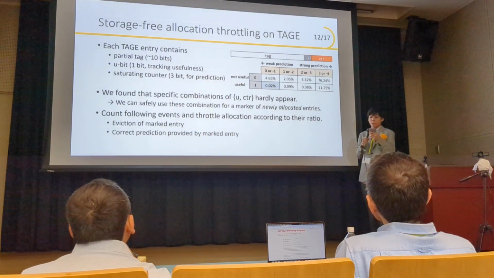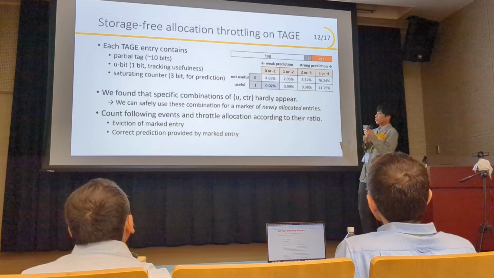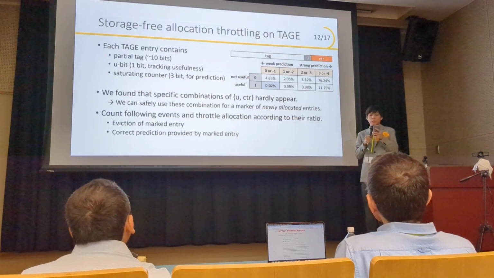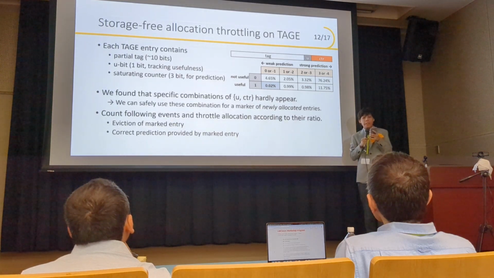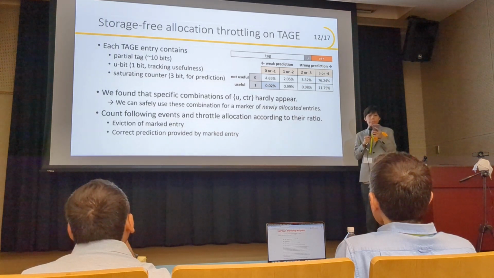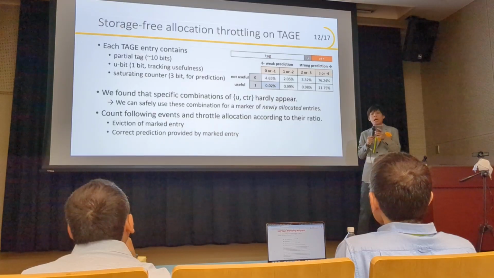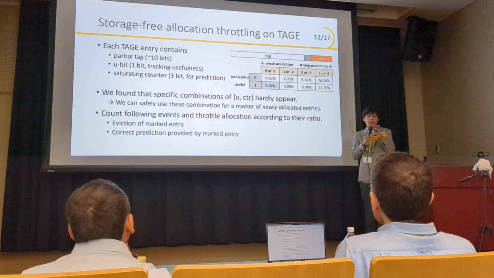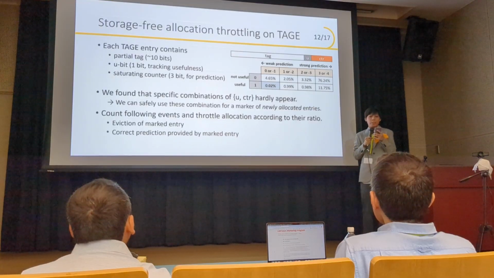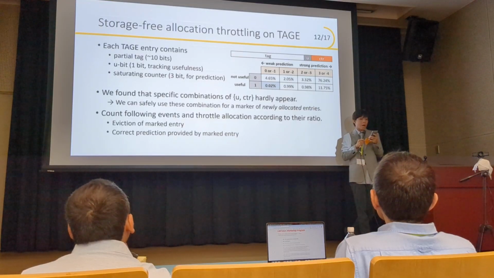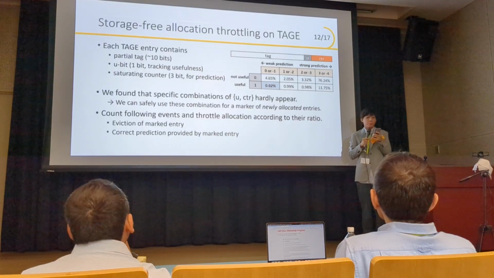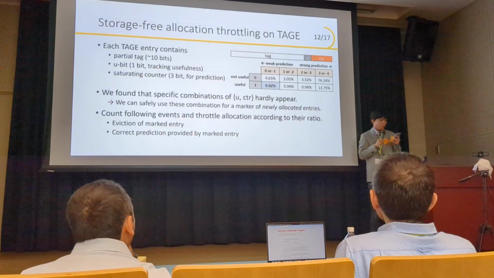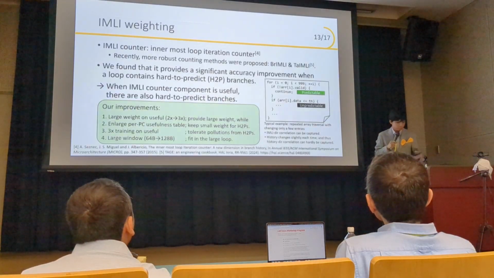Each TAGE entry contains a partial tag, a U-bit, and a 3-bit counter. We discovered that some U-bit and 3-bit counter combinations rarely appeared. We reused those patterns as markers for newly allocated entries. By counting how often these markers are ejected versus how often they provide correct predictions, we get a free throttle signal. So this is why we do not need extra bits.